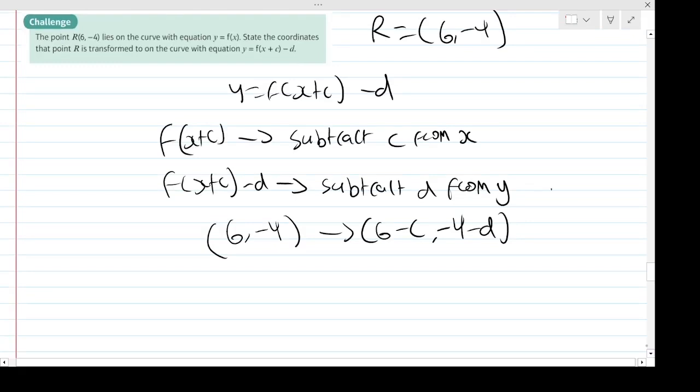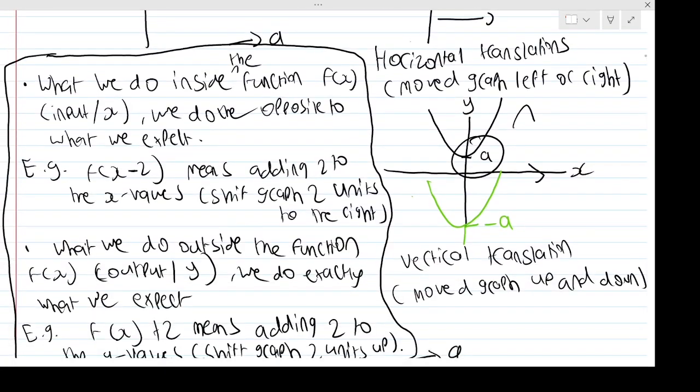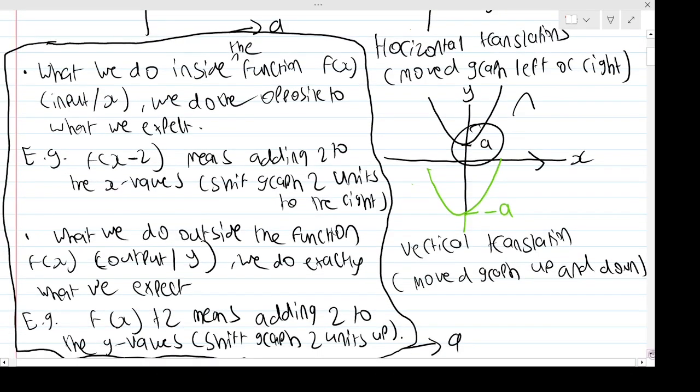Again, hopefully you see what we've done with this whole video: we just applied the original philosophy that we discussed up here. The points that I've boxed in here are that what we firstly do inside the function, which is the input or x, we do the opposite to what we expect, right? So again here we do x minus 2. We don't subtract 2 from x to move to the left. We instead add 2 to x to go to the right.